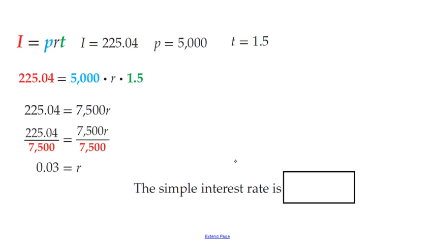Now that's the decimal form. We need to change it to a percent, which means moving the decimal 2 places to the right, which gives us 3%.